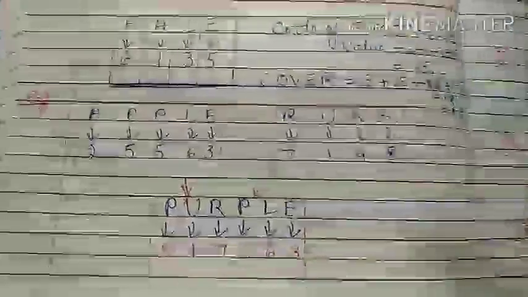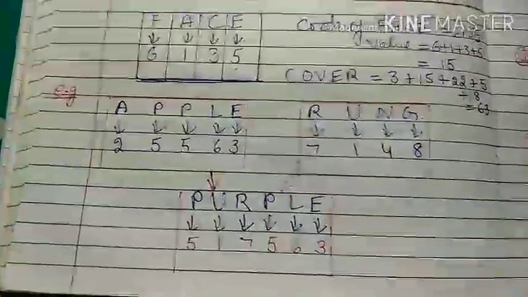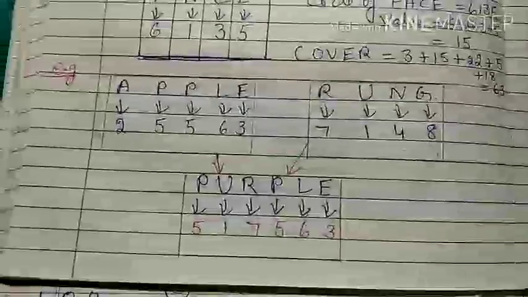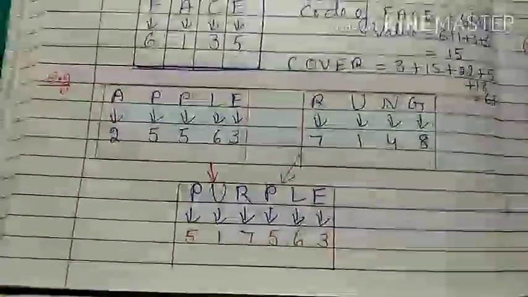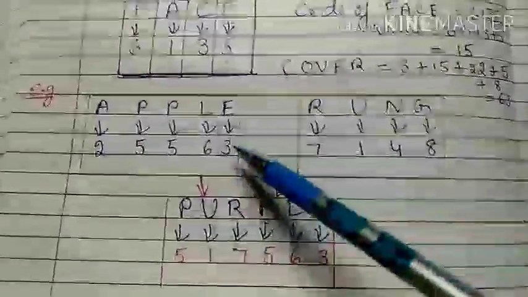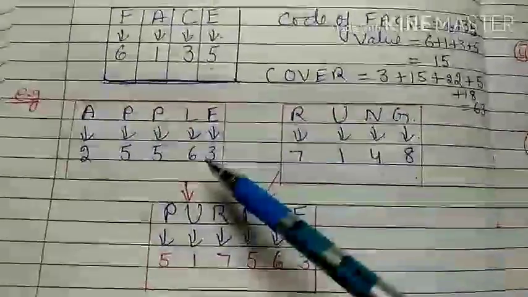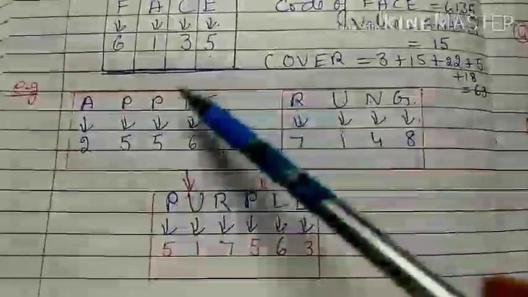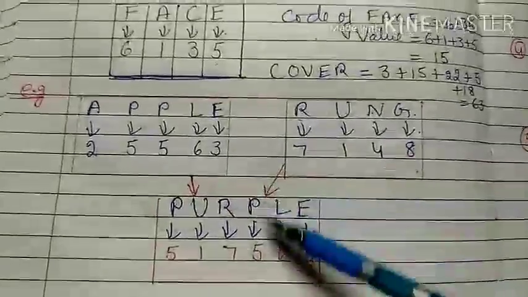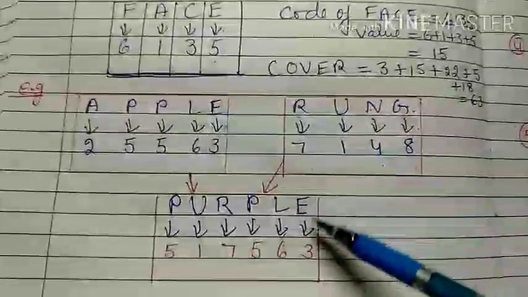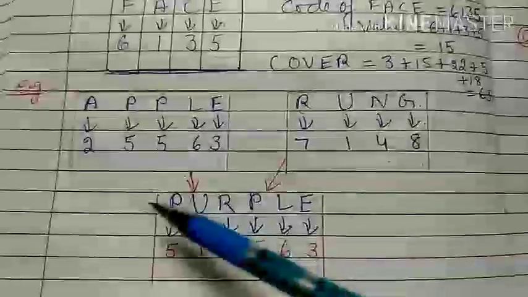In that case you do not go with A to Z. If your sample code is not given to you and a universal code is not given to you, then you go with A to Z, your English alphabet codes. But if a particular condition or symbol code is given to you, you have to use those symbolic conditional codes. Here, for PURPLE, P code is 5, U code is 1, R code is 7, again P code is 5, L code is 6, and E code is 3. So my PURPLE code is 51753.